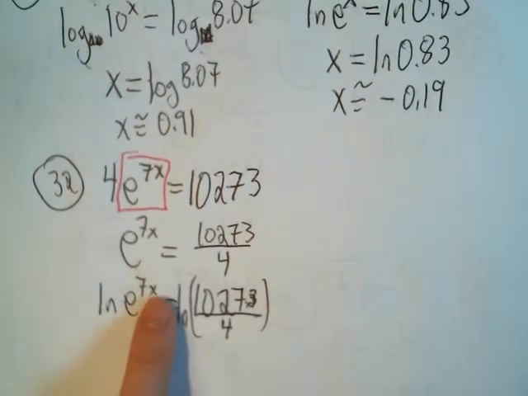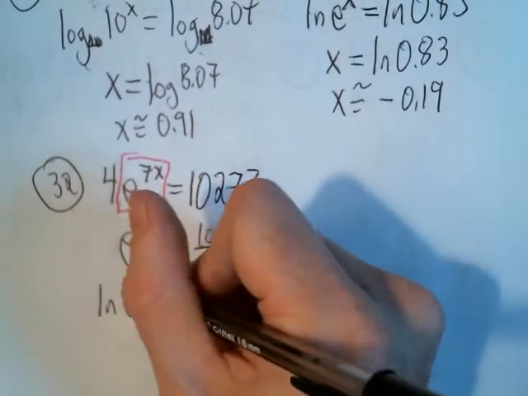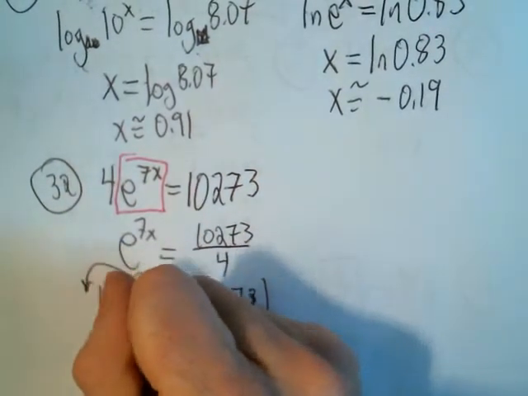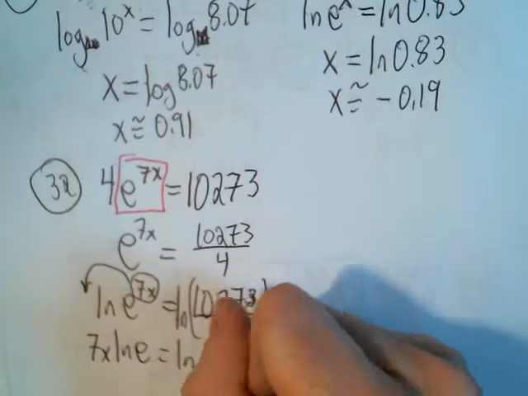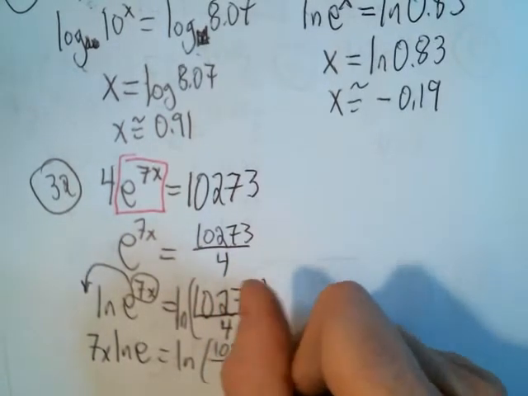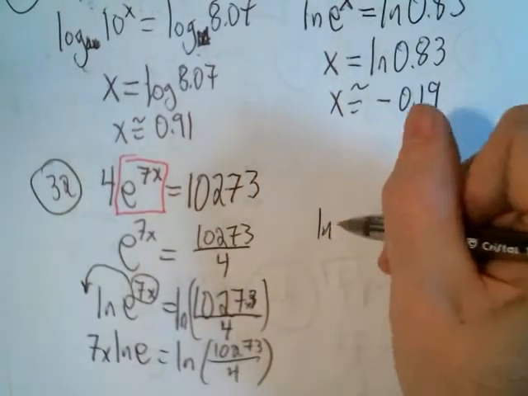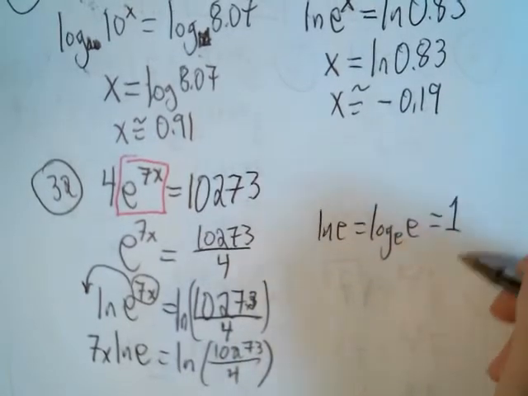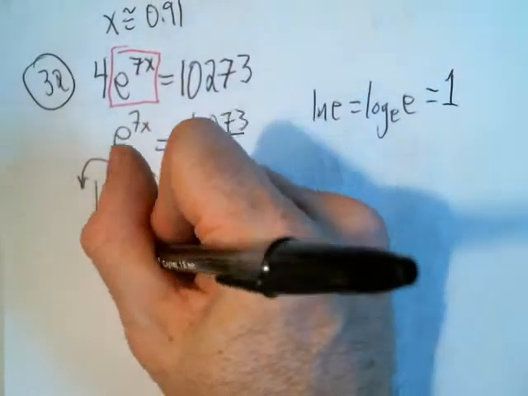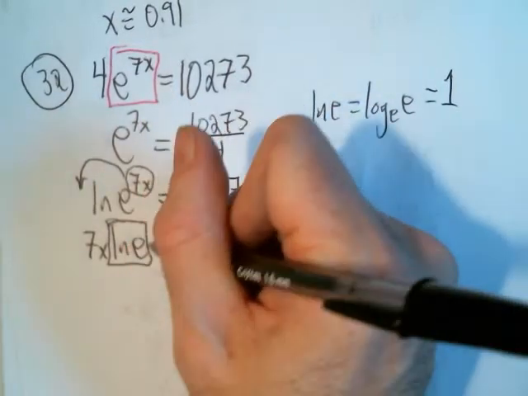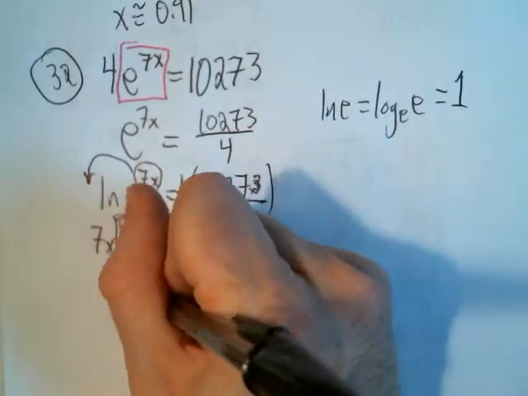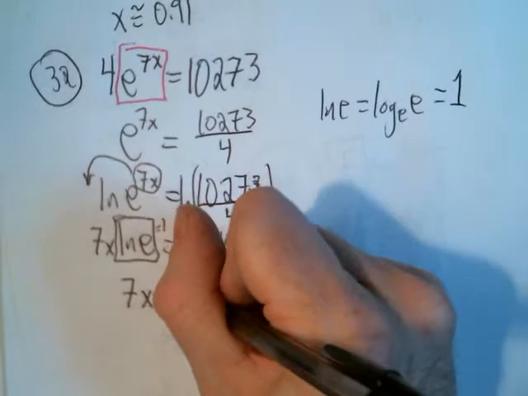This time you're not going to get just plain old x. You get 7x instead. If you prefer, you can think of it as literally doing a power rule. So you'd have 7x ln of e equals ln of 10273 all over 4. And then the ln of e, of course, is log base e of e. And e to what power is e? Well, that's just 1. So this thing right here is just the same thing as 1. So you can rewrite it as 7x times 1, but at the end of the day, it's just 7x.